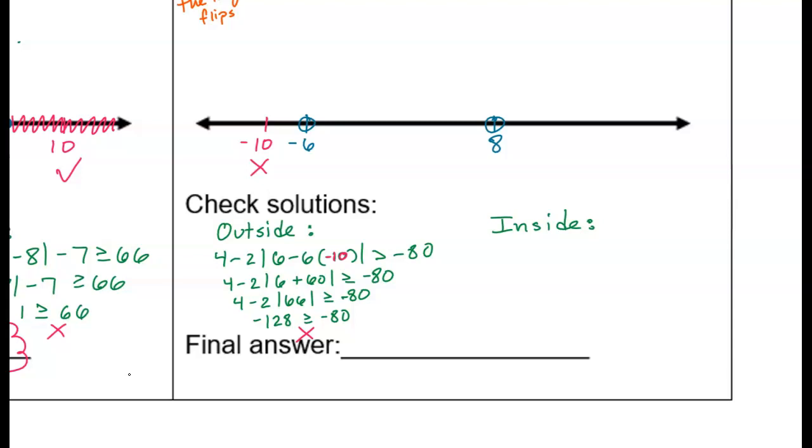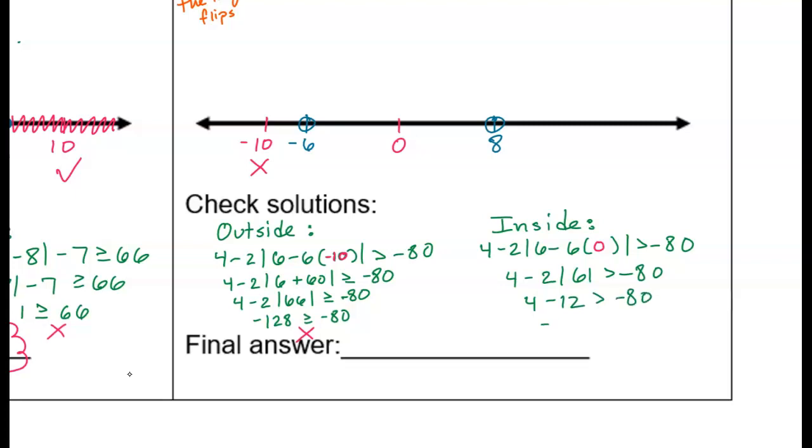I'm going to check the easiest number on the inside, which is 0. So I'm going to plug 0 into our original. Six minus 6 times 0. 6 times 0 is 0. So on the inside there, I'm just left with a 6. I need that 2 to be there. 2 absolute value of 6. Negative 2 times the absolute value of 6. Absolute value of 6 is 6. So negative 2 times 6 is negative 12. And 4 minus 12 is negative 8.